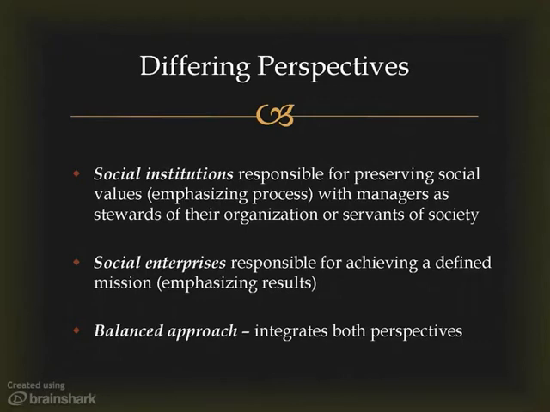Then there's a social enterprise, which is responsible for achieving a defined mission, which is the emphasis on results. Social enterprises are like social businesses responsible for achieving a defined mission, emphasizing the results. So the first, the social institution, emphasizes the process, and the second, the social enterprise, emphasizes the results. But there is another which integrates both, called the balanced approach, which looks at nonprofit organizations as a combination of social institutions and social enterprises.